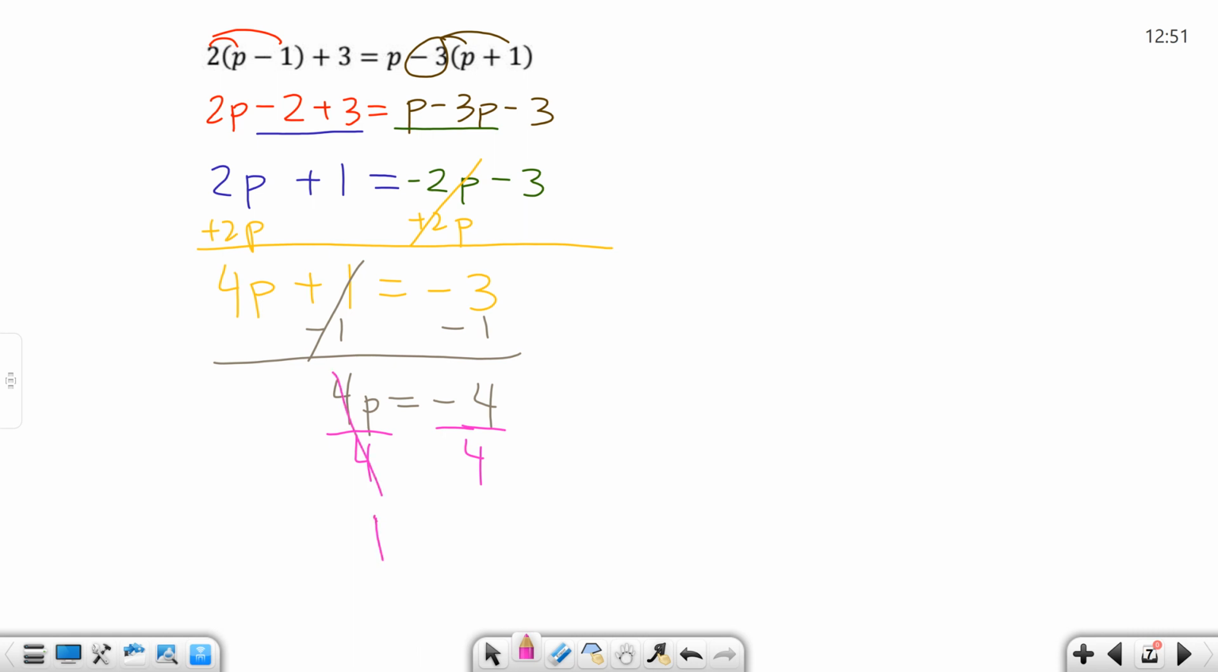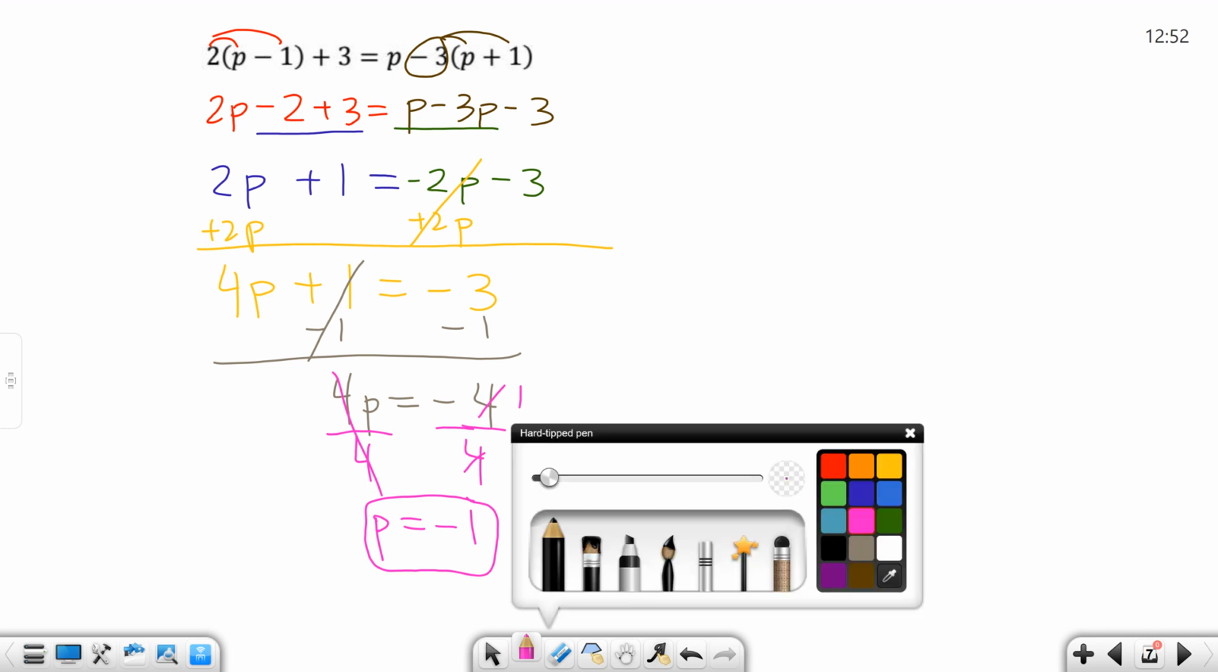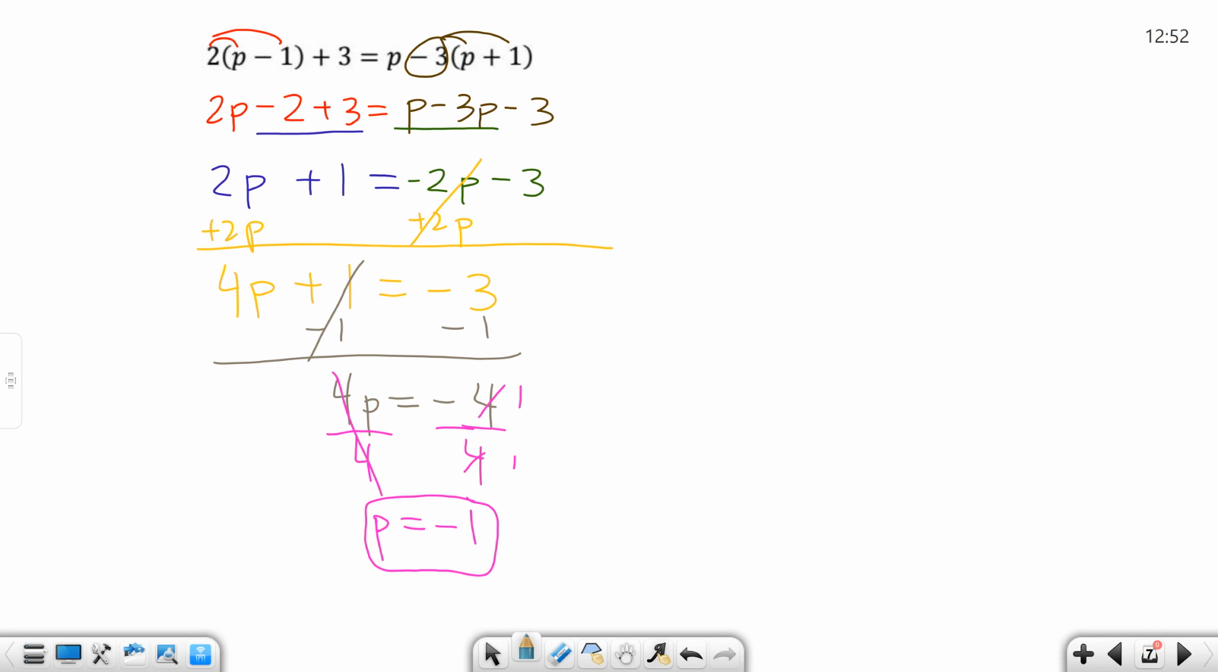The 4s divide out. P equals negative over positive is negative. 4 over 4 is 1. And if you want to, you can say this would be 1 over 1. All right. So p equals negative 1.